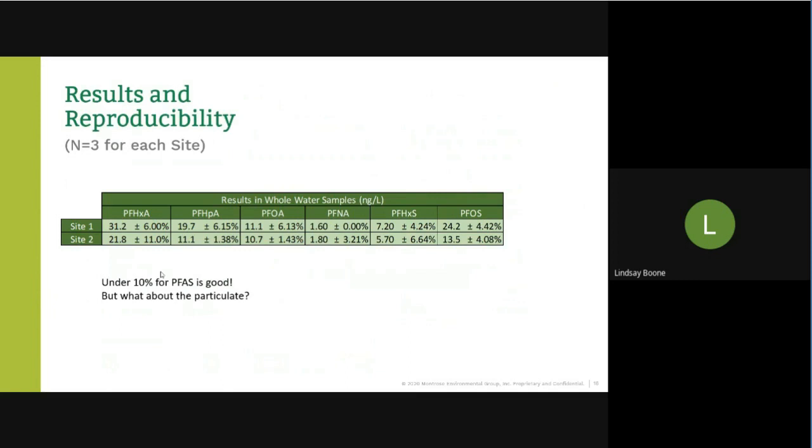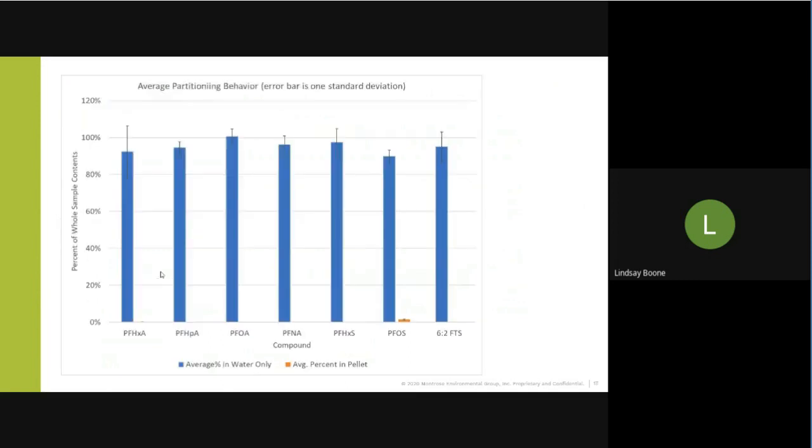But what about the particulate? Did certain PFAS stick to the particulate? What this graph shows is the average partitioning behavior in a sample. On your x-axis, you have the PFAS compounds that were present, and on the y-axis is the percent of the whole sample contents. The blue bar is the percent of the sample that was present in the aqueous portion, and the orange bar was the percent that was present in the pellet. As you can see, it pretty much was all in the blue bars. So these are very water soluble. The amount of particulate didn't really play a big part in partitioning PFAS throughout that sample.